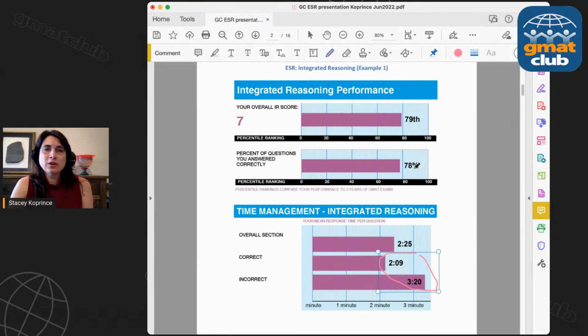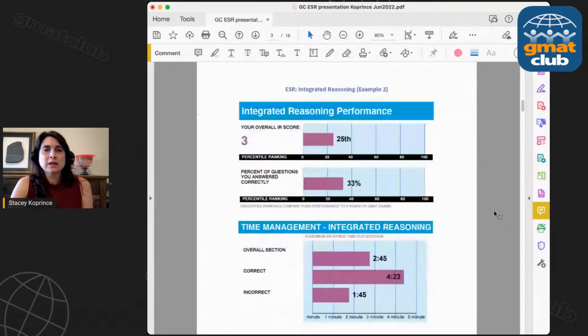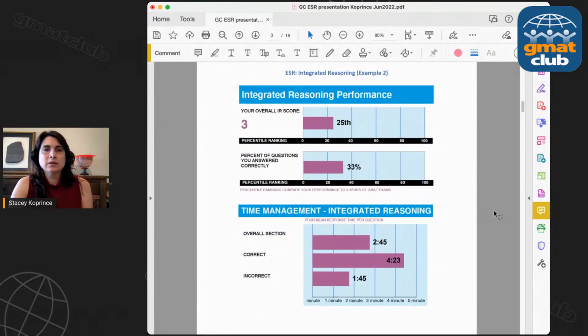Okay, so integrated reasoning, in this case, this person does fine. I would look though for big differences in timing and time management, because that can make a difference in what you would do next time. So take a look at this one, another IR report. What do you think about this one?